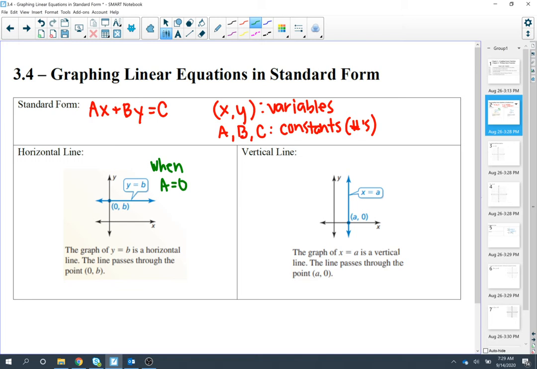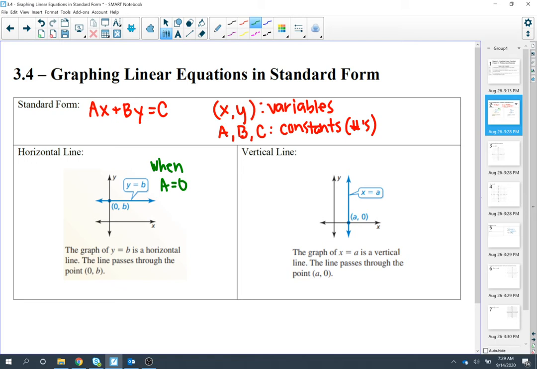So if you go back up here and you were to put a 0 and have 0 times x, your x term would disappear and you would just have by equals c. So essentially there you could divide off your b and you just have y equals a value. When that happens, your y-intercept is at 0, b, and the equation of your horizontal line is y equals b.